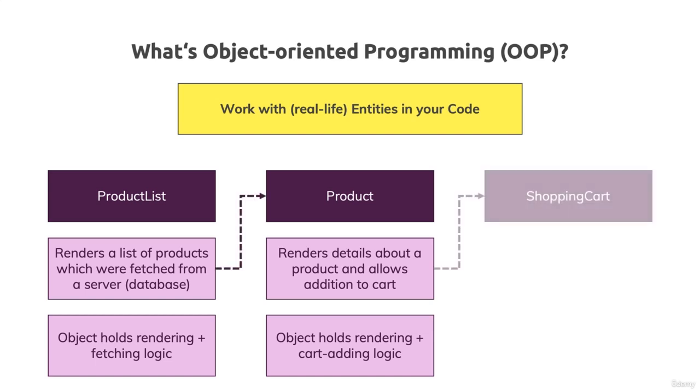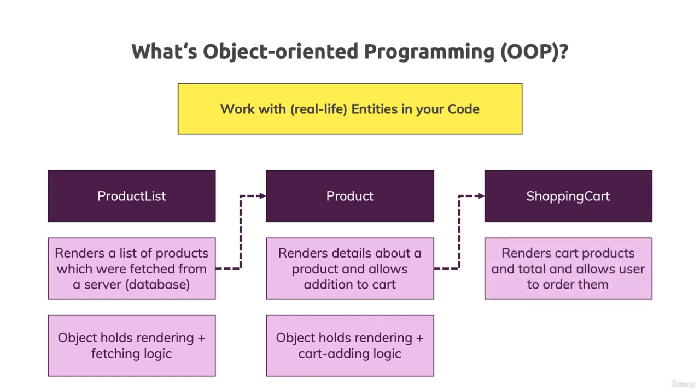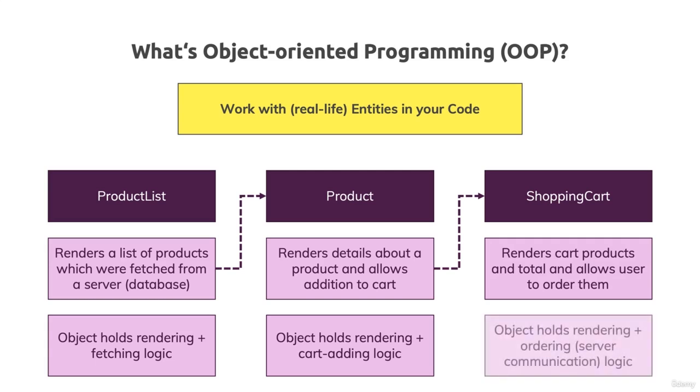We might also have a shopping cart object on our screen, which is responsible for rendering and managing the shopping cart. It's of course also connected to the product, and therefore it holds all the logic we need to render our shopping cart, placing orders and communicating with the server, and so on. So that would be one way of how we could think about the application we're building, how we could split it into logical pieces that make sense to us as humans.